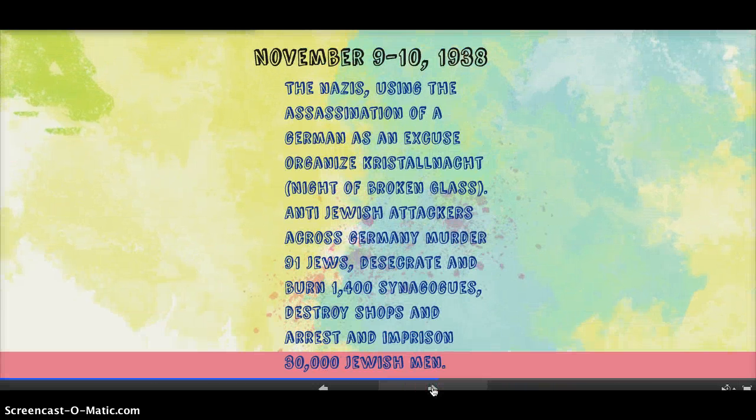November 9th and 10th, 1938. This is one of the most famous moments in time. The Nazis used a supposed assassination as an excuse to organize Kristallnacht, which is also known as the Night of Broken Glass. They murdered 91 Jewish people, destroyed and burned 1,400 synagogues, destroyed shops, and arrested and imprisoned 30,000 Jewish men. On top of that, any of the property that they destroyed, they forced the Jewish people to pay for the repairs themselves. They said, we destroyed this, but we are not responsible for paying for it.